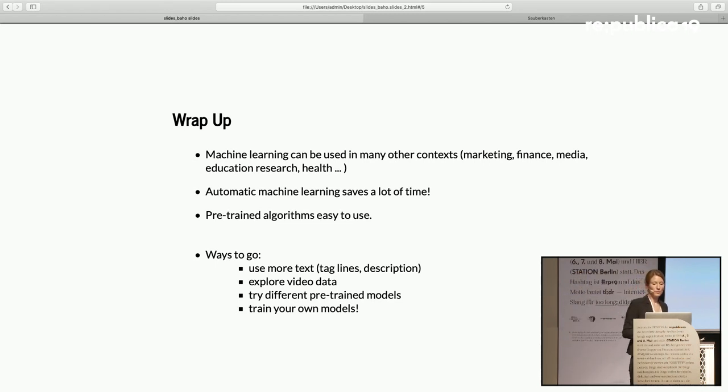And then what you can always do, but I didn't do here, instead of using pre-trained models, you could train your own models that are custom-made to your application. OK, thank you very much.